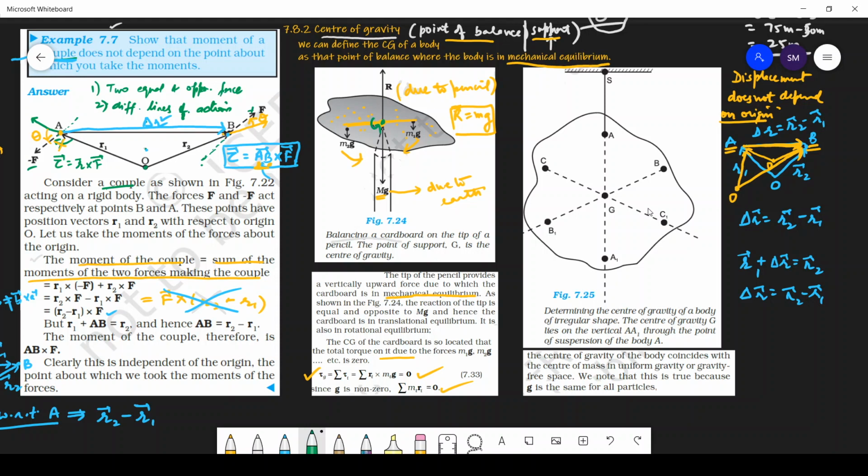Now what you are doing is suspending this body. Okay, so first of all suspend it from A. So the center of gravity will lie on this vertical line A dash. Okay, now suspend it from B. So it will lie on this line B1. Now suspend it from C, so it will lie on this line C1.